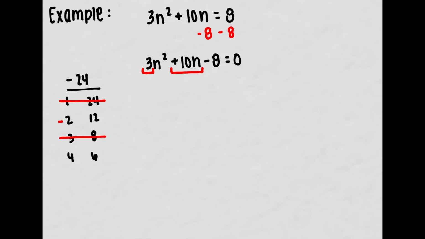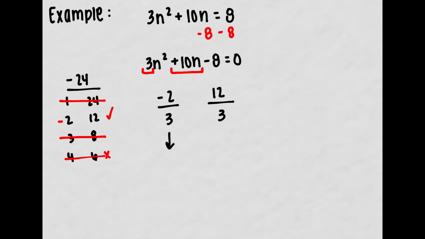This is where you have to be careful though, because when I multiply these two numbers together, they have to give me that negative 24. So negative 2 times 12 does give me negative 24, but positive 4 times positive 6 gives me a positive 24. So I can't use that pairing. I'm going to take those 2 factors that I have, so I have negative 2 and positive 12, and this is when we divide them by that a value, so 3 and 3. And we have to reduce our fractions as far as we can.